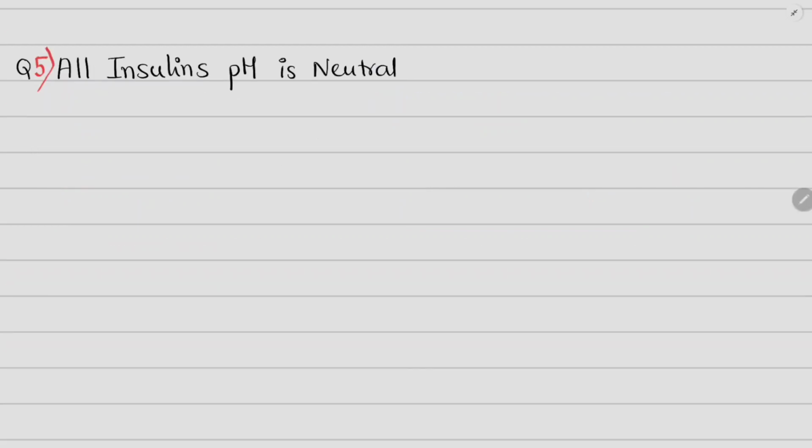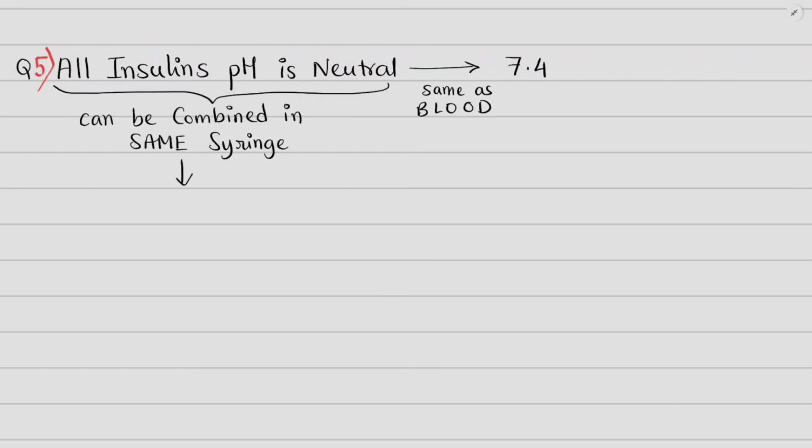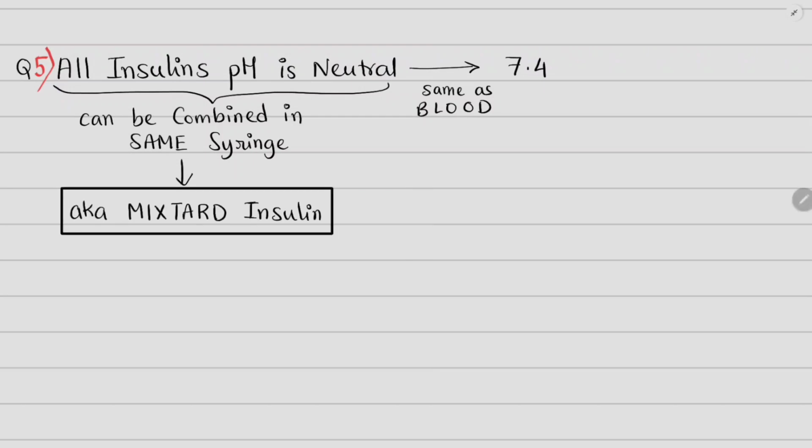All insulin pH are neutral, which is the same as the pH of blood, that is 7.4. Now this property of insulin can be used to combine all types of insulin in the same syringe. This is important because you can give a bolus insulin and a basal insulin simultaneously to a patient if you combine them in the same syringe. Therefore these types of insulin are also known as mixed-stirred insulin.